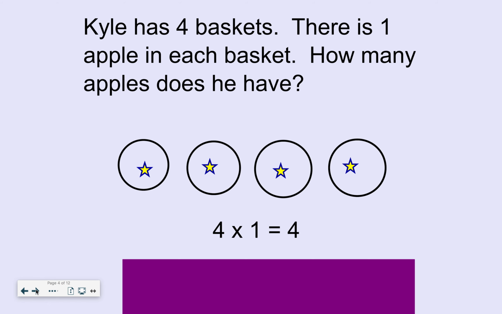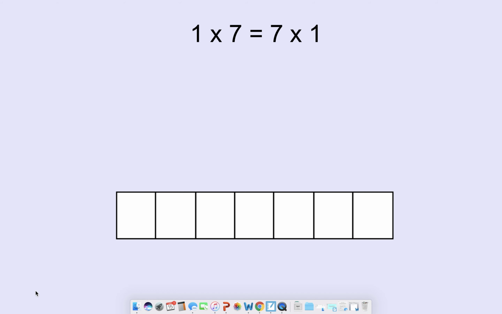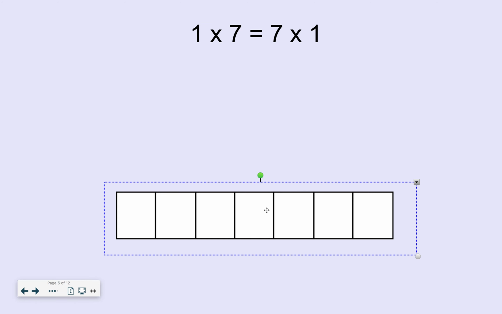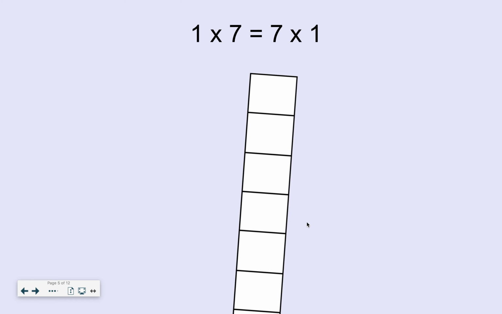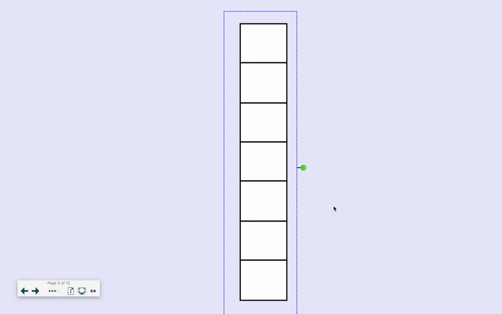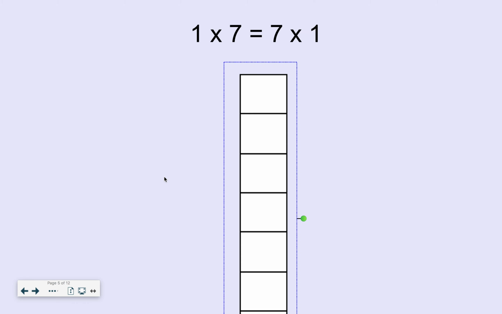So if you look back at those last 3 problems, we were always multiplying by 1, whether it was the first factor or the second. If you noticed in each of those, the product always was the same as the other factor. So when you multiply by 1, the product is always the same as the other factor. Whether we have one group of 7, as you can see in my array, or 7 groups of 1, the answer is always the other factor. I always have 7, whether I have one group of 7 or 7 groups of 1.